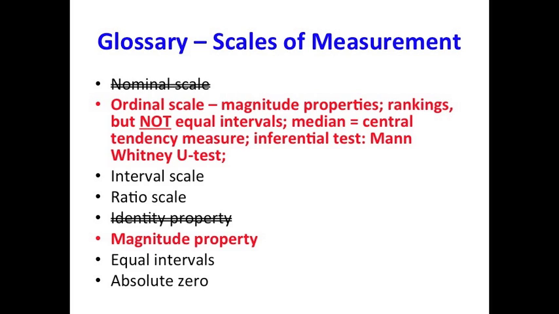And so grading is an ordinal scale of measurement, because it's really not equal intervals. Not all A's are equally better than all B's. The Mann-Whitney U test is the test that's used as the comparison test, the inferential test, and again, it's magnitude property.